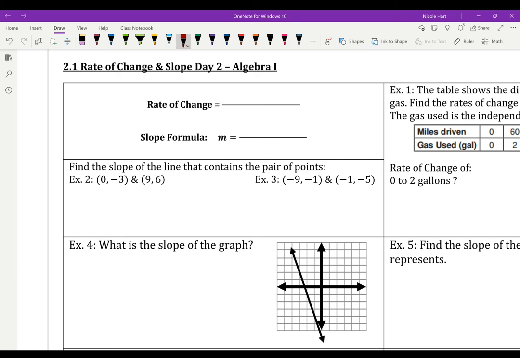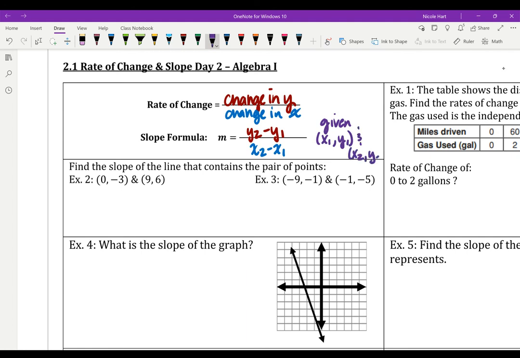Just a few refreshers. We want to remember that rate of change is the change in the y values over the change in the x values. So in terms of the slope formula, our formula looks like y2 minus y1 over x2 minus x1. And that is, of course, given that we have 2 points, x1, y1, and x2, y2.